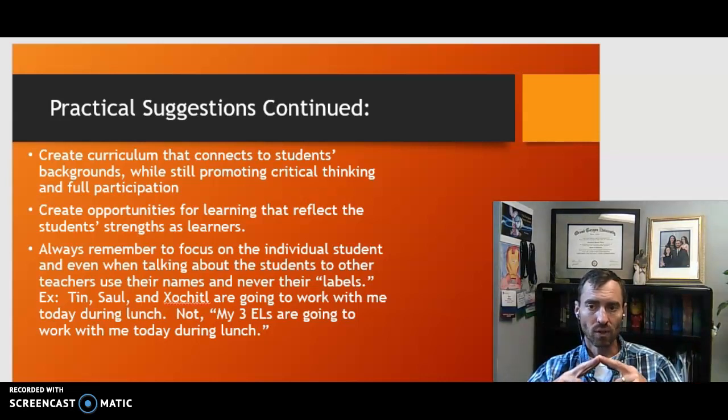All right. Focus on strengths of the students as learners. What are they really good at? Like I said, if students are very visual and they're good at drawing, add more of that to your lesson planning.